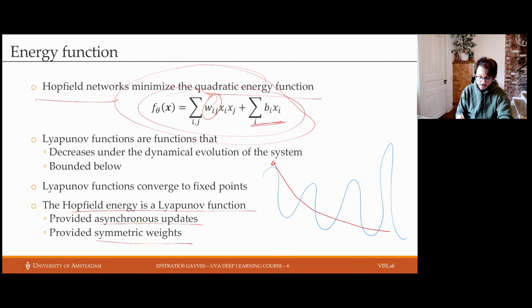And Lyapunov functions are functions that decrease over time under the dynamic evolution of the system. So as time passes, the function obtains smaller and smaller values, like the exponential, for instance. And they're also bounded from below, so they cannot decrease forever. They're going to decrease, but not surpassing a certain threshold.